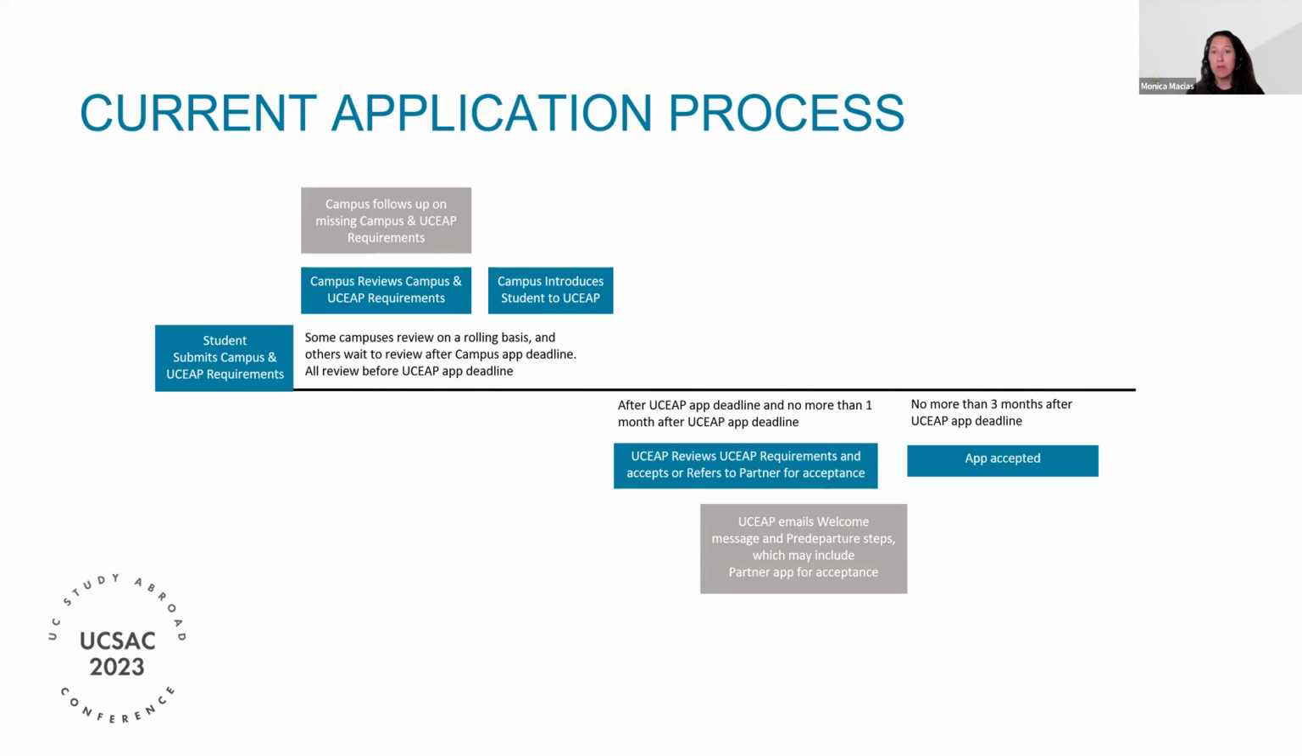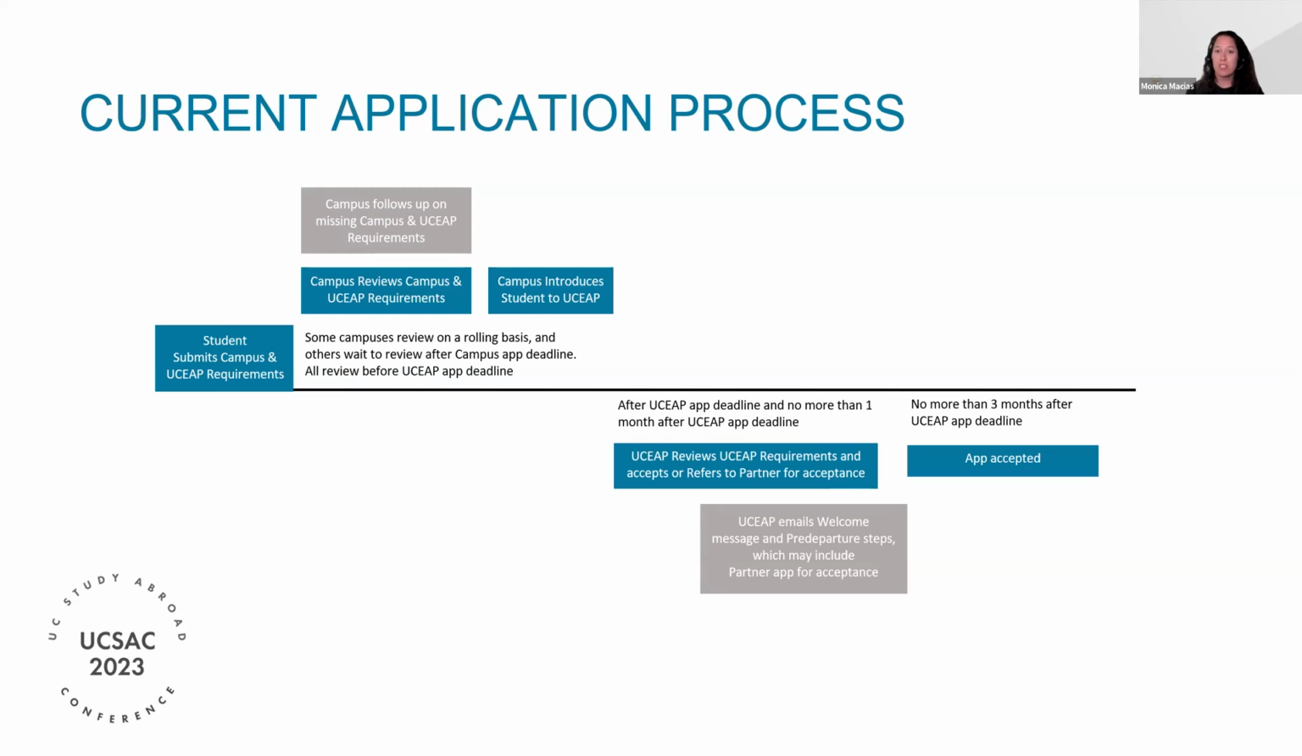This process also requires multiple staff members to review the same documents, rather than splitting up the workloads so that staff can review only what they require. In many cases, UCEAP isn't finding out how many applications are moving forward from the campuses until right around the UCEAP application deadline, which doesn't allow UCEAP to have reliable projected enrollment data before the recruitment period has ended, which can cause issues for strategic planning and budgeting.